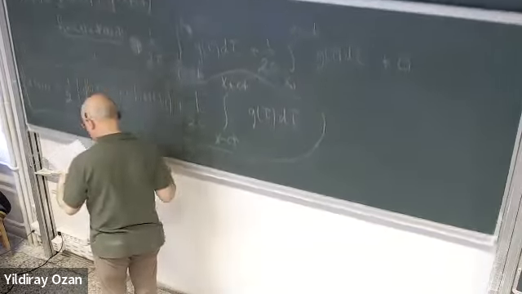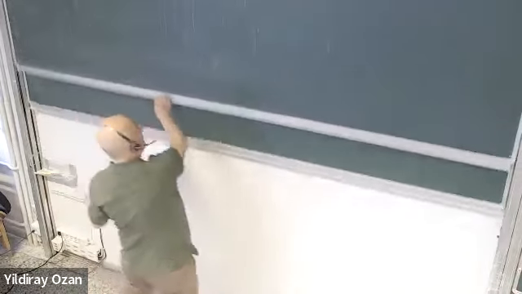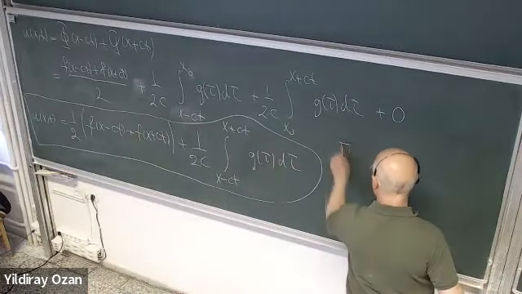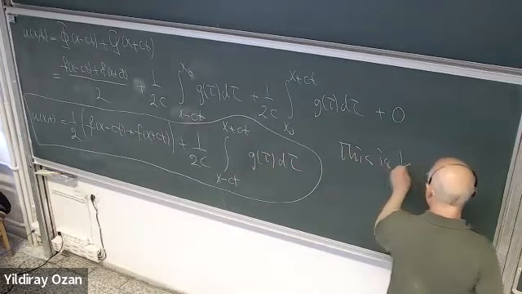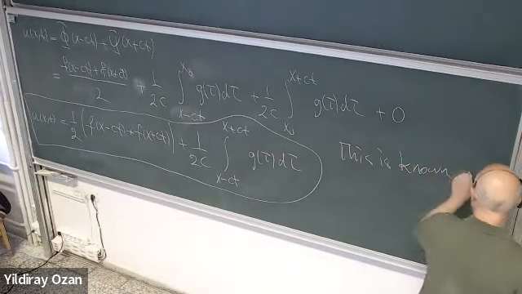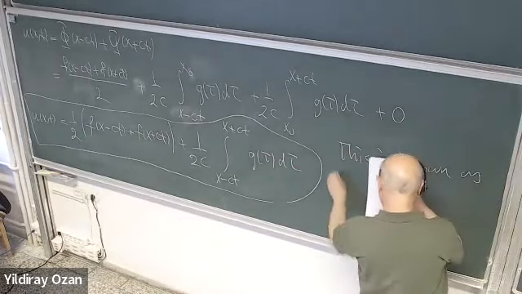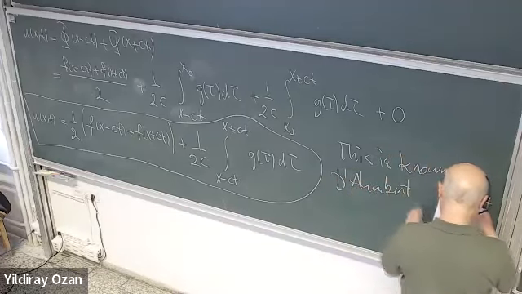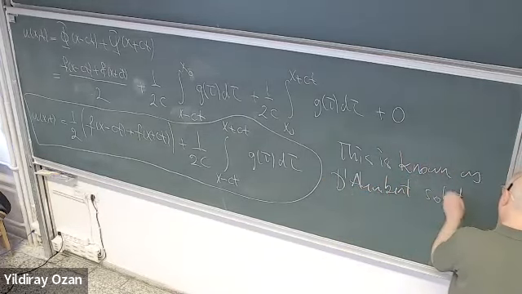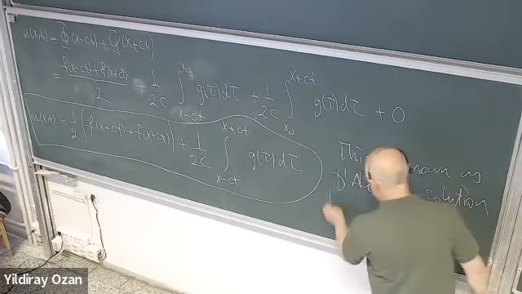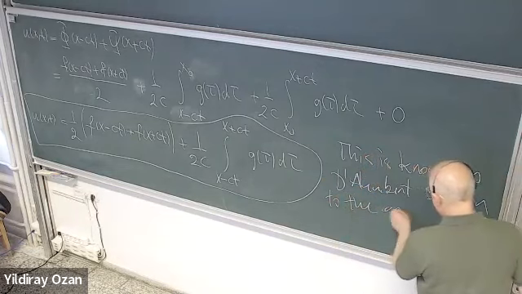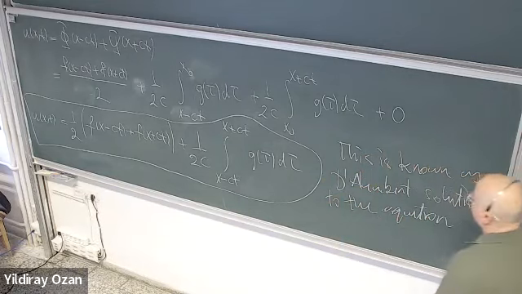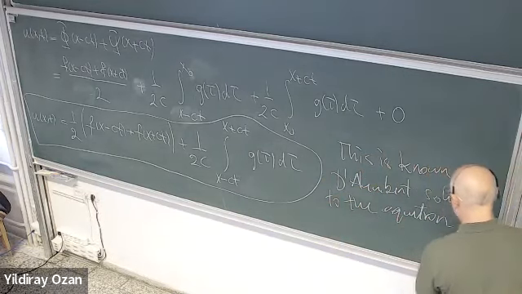Now, this is known as D'Alembert's solution to the equation, the initial value problem.